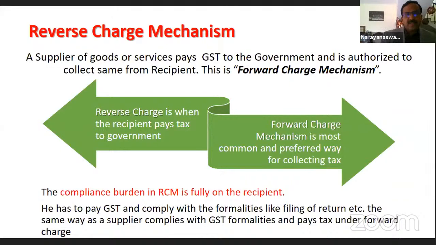And a chain is created. Every time the supplier will collect the tax and pay, and the recipient will get the ITC. Like that, it goes on till it reaches the consumer point.